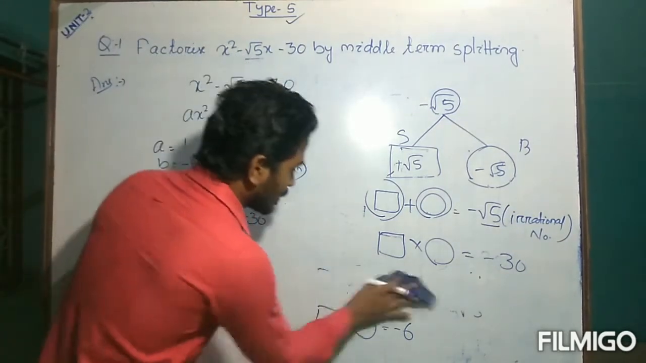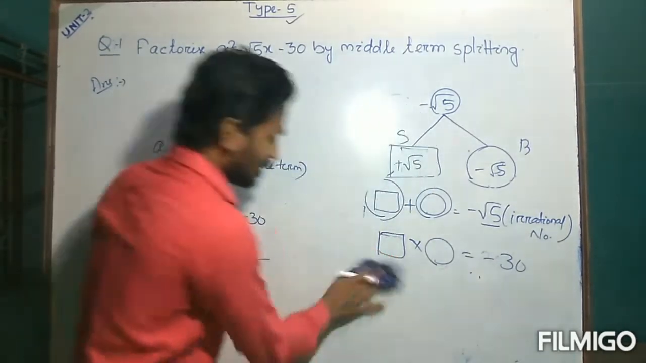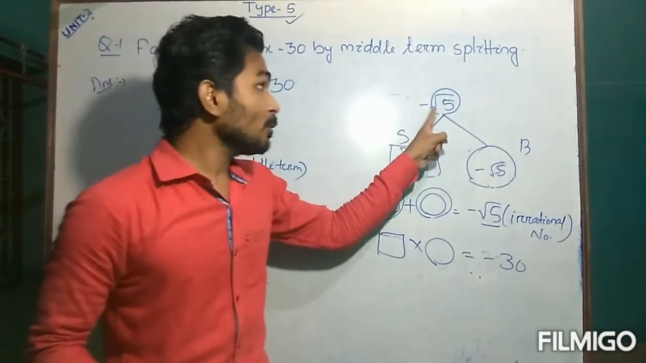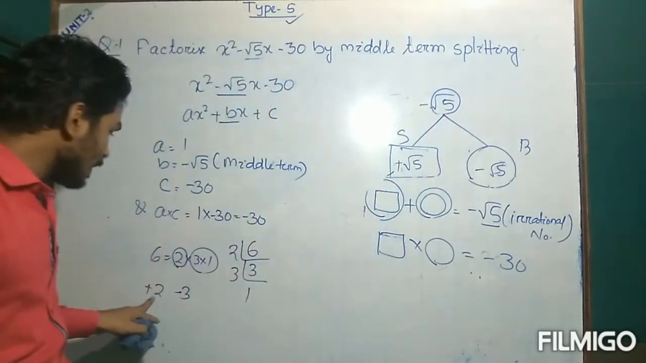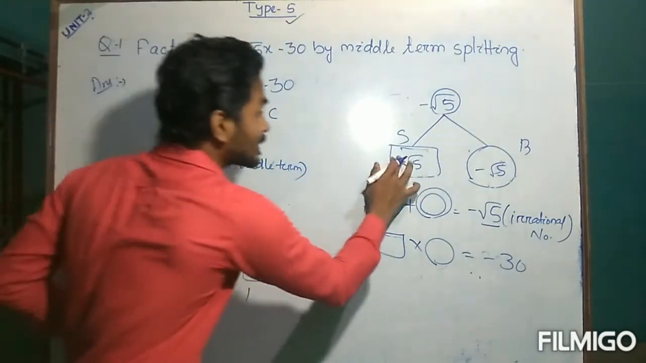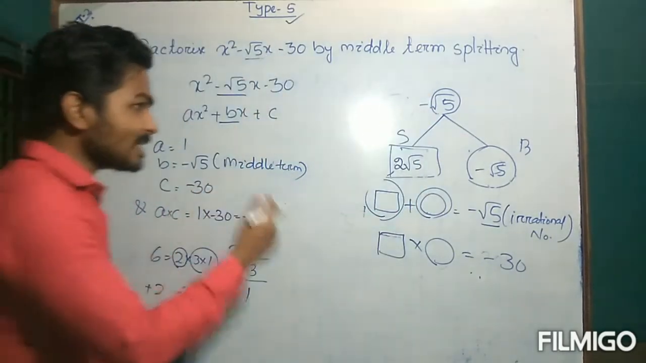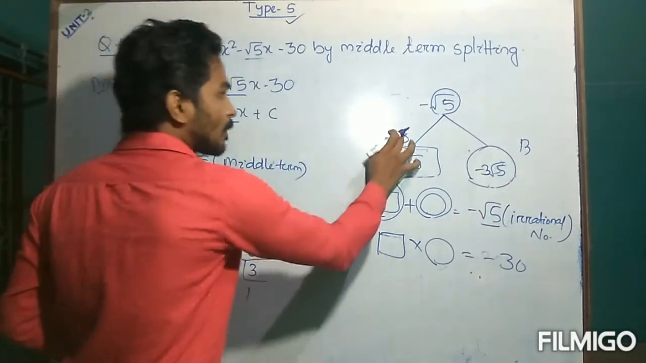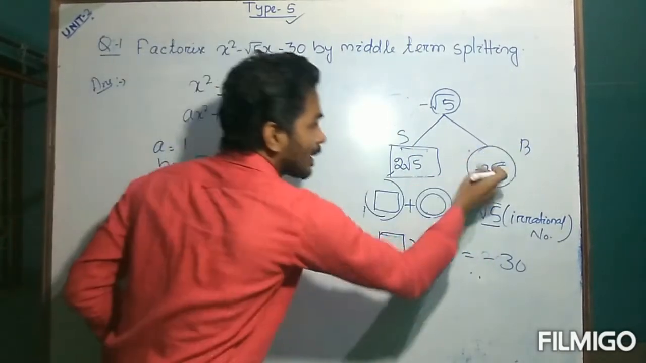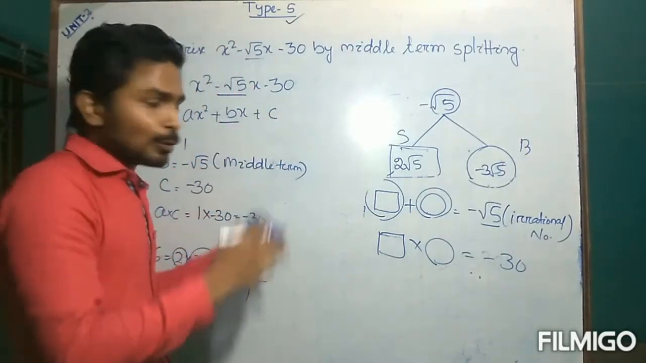Now it is done. How? Now what are the two numbers? Now we have to split this minus root 5 into two parts. What are the two parts? One is plus 2, that means 2 root 5, the other is minus 3, that means minus 3 root 5. The smaller number must be positive and the bigger number must be negative. Now it is split into two parts.